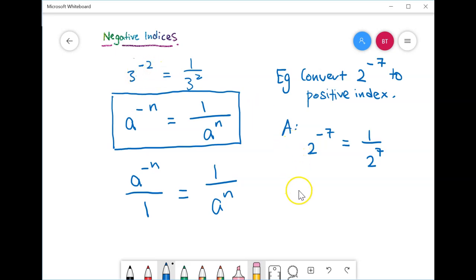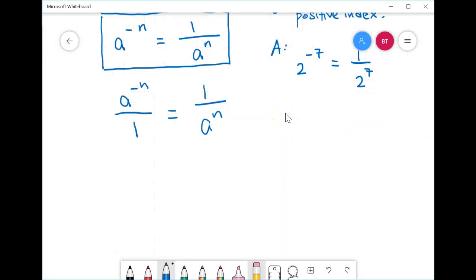Now, what happens if, for example, I get something like this, 1 over, let's say, 5 to the power of negative 3? What if my base is in the denominator carrying a negative power? So just now, we are converting a base a from negative index to positive index by shifting this base a to the denominator. But what if the base starts from the denominator? What should we do?